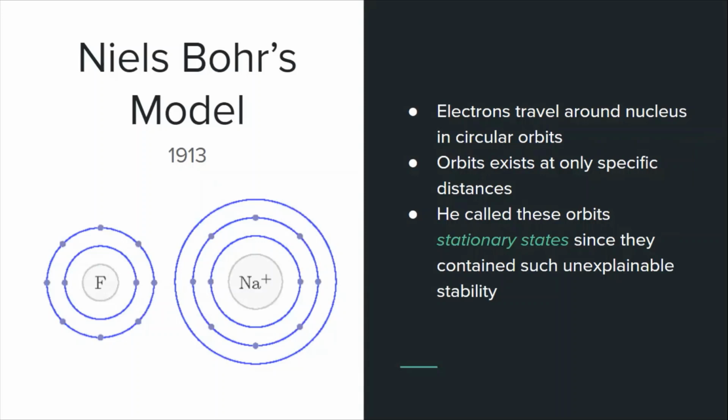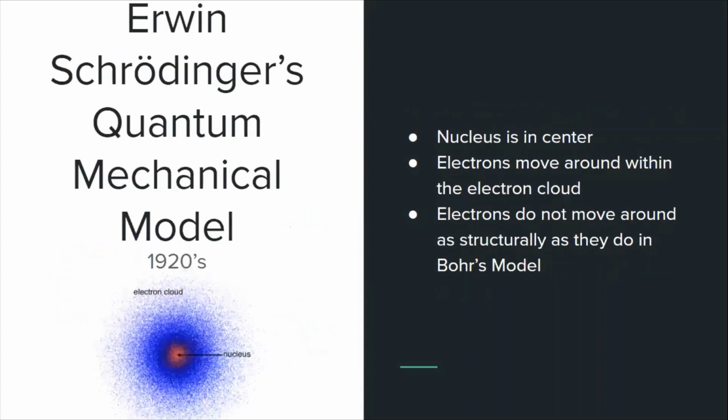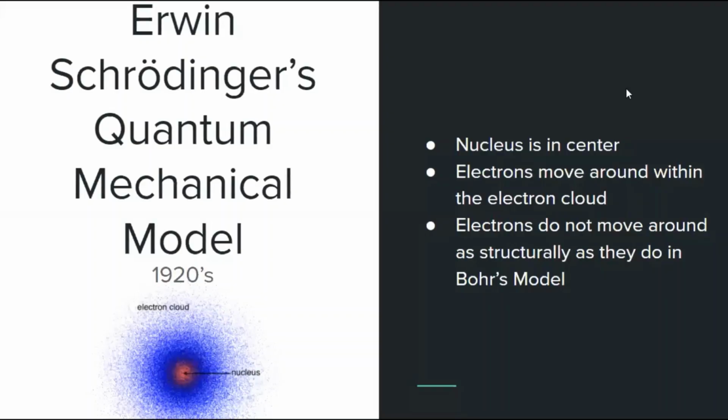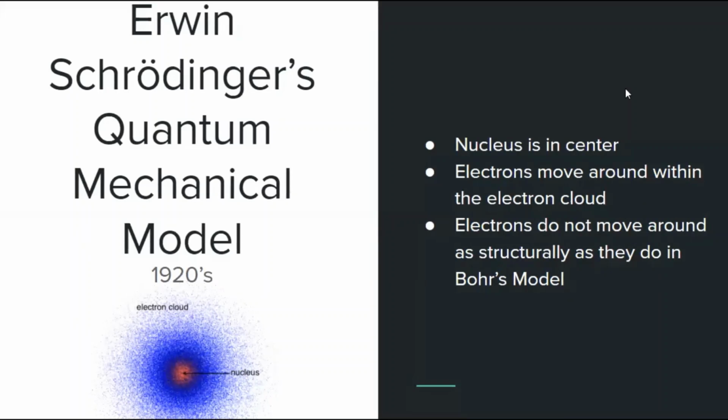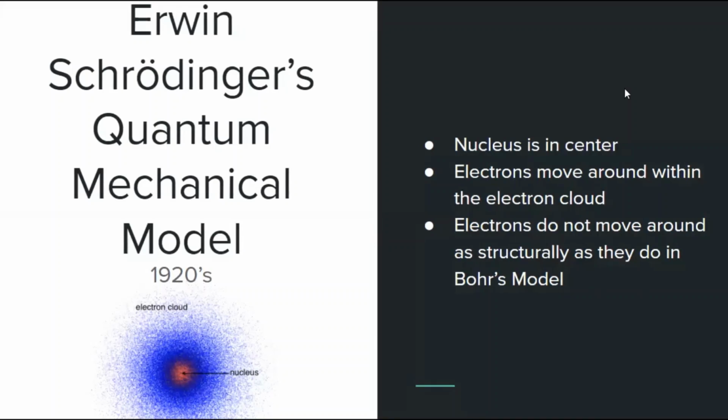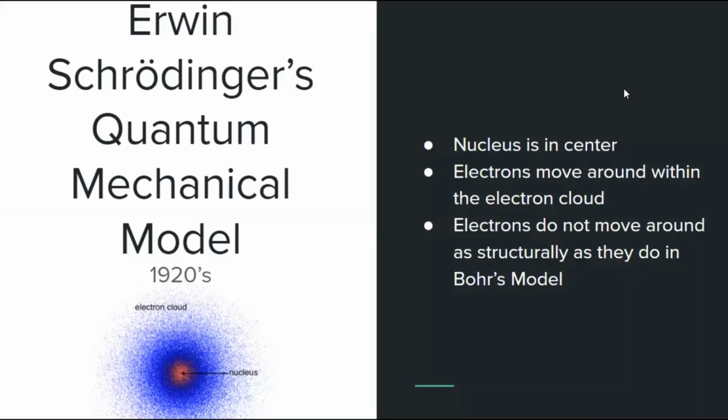But it wasn't quite explained in 1913. Erwin Schrödinger's quantum mechanical model that he created in the 1920s, you can see that this model changes from having an orbital to having an electron cloud. The electron cloud is around the nucleus in the center, and electrons move within the electron cloud.